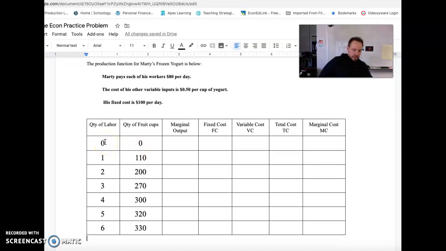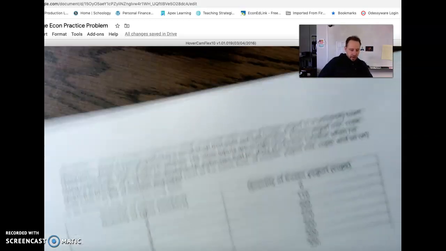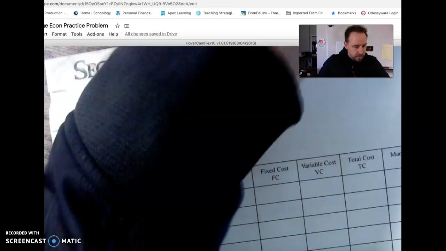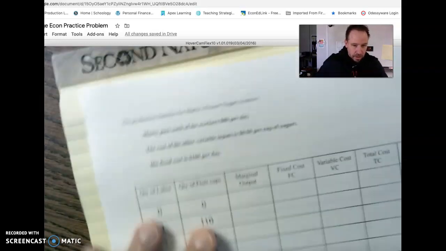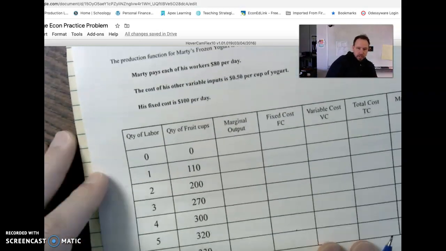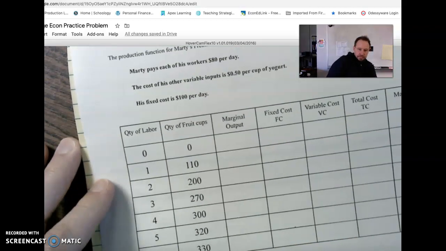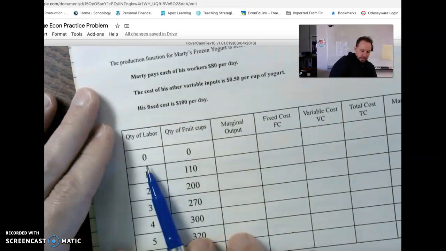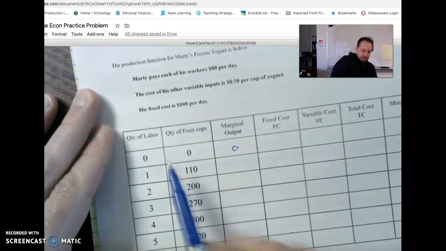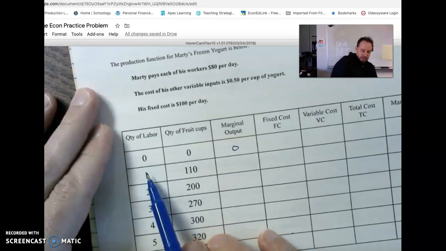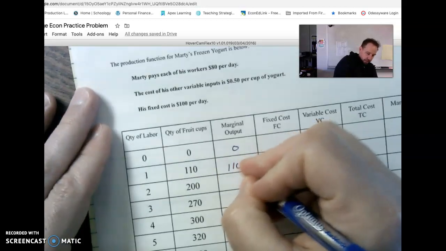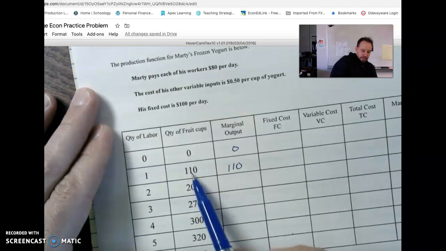So we look here, and I'm going to switch quick. So here I got the same problem in front here. So looking at this, with no labor, he's not able to produce any cups. His marginal output obviously is going to be 0. So marginal output, as we change, we go from 0 units of labor to 1. Our change in total output is 110. So by adding that unit of labor, we added 110.